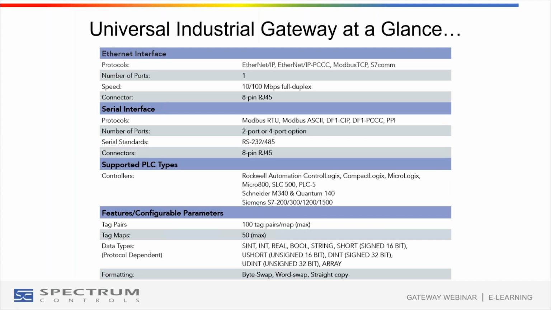Also listed are the PLC types that we've tested against. They include a variety of Rockwell, Schneider, and Siemens controllers. Finally, the Universal Industrial Gateway supports 100 tag pairs per map with a maximum of 50 maps. That's support for up to 5,000 tag pairs. The Universal Gateway also supports the listed data types and formatting methods.